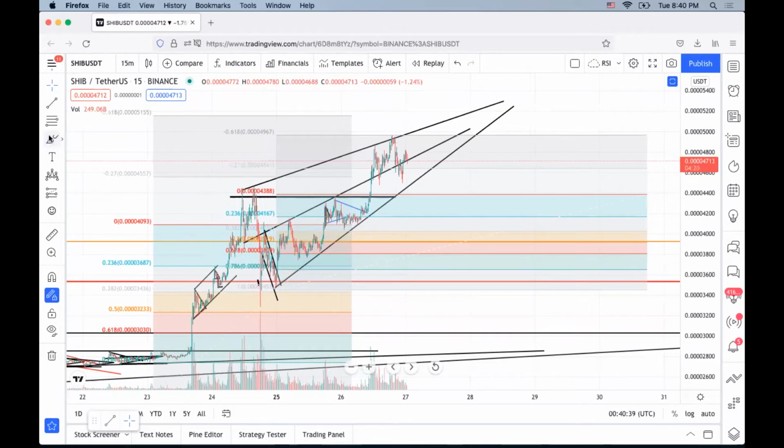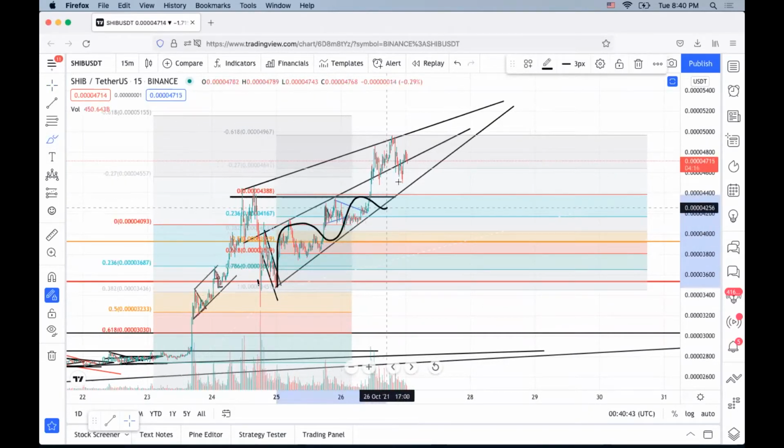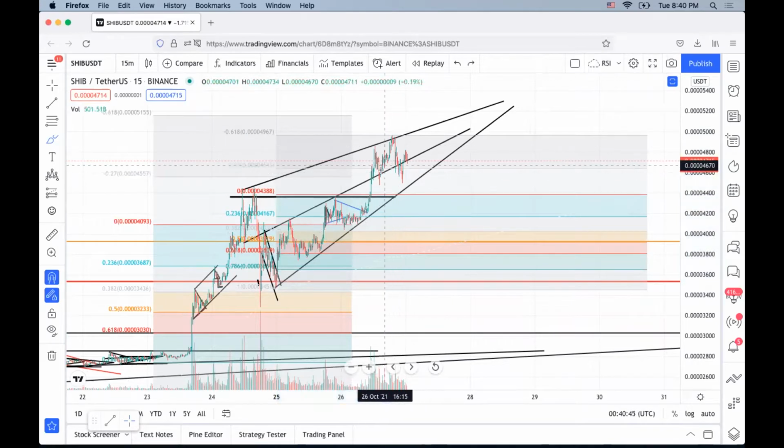All right, so in yesterday's video, we were talking about how we were possibly forming this rising wedge pattern right here. And as you can see, we did actually break bullish out of it, and we're currently riding this trend line right here. I personally thought that we were probably going to break out somewhere around here, but of course, that did not happen.